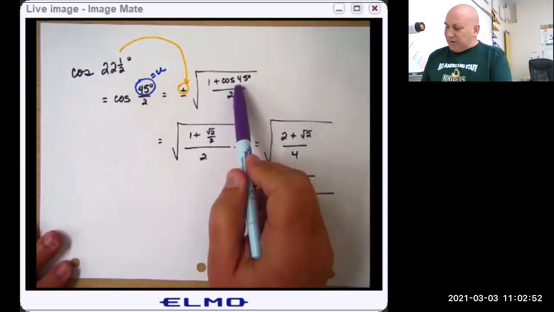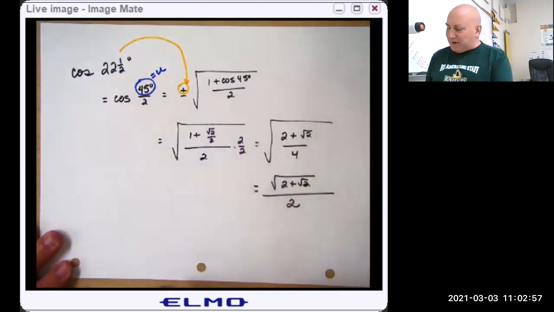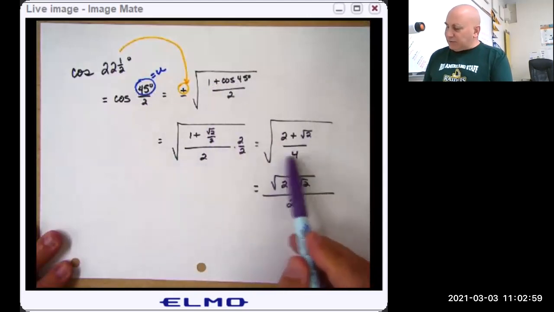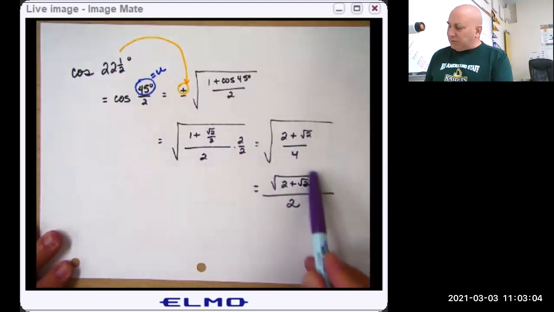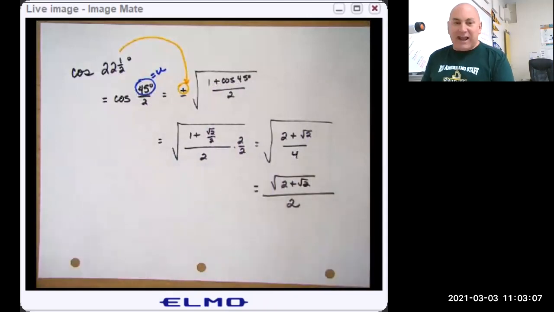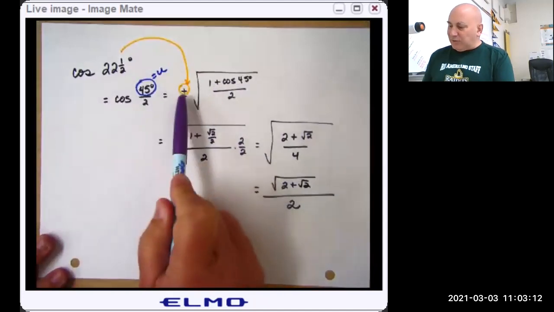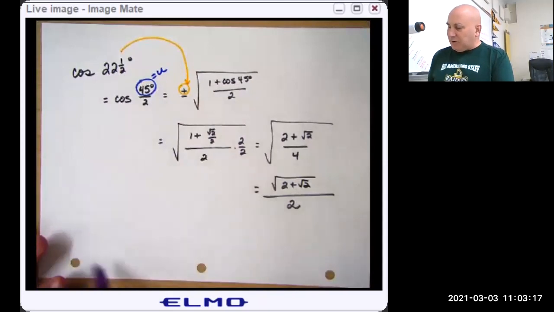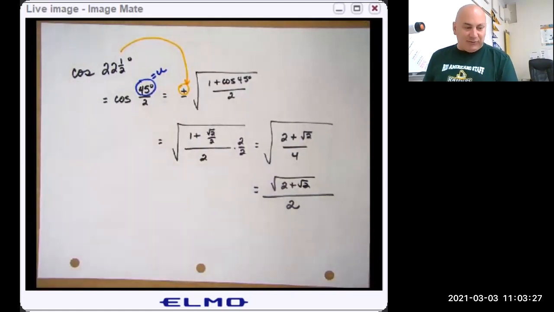So the cosine of 45 degrees is root 2 over 2. To get rid of the fraction, we multiply top and bottom by 2. Now this 4 is under the radical, so the square root of 4 is 2. So this is the cosine of 22.5 degrees. Because 22.5 degrees is in the first quadrant, I know that that cosine is going to be positive. So you can take the cosine of 22.5 degrees with your double box, do this calculation, and you'll get the same values.